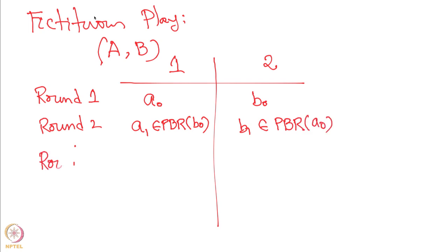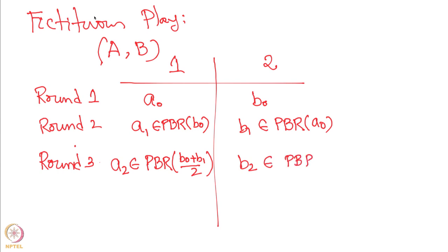In round 3, player 1 sees that player 2 has played B0 and B1 in the previous rounds. So he assumes that player 2 will play B0 and B1 with equal probability. Therefore, he will look at the pure best response to (B0 plus B1) by 2. And similarly, player 2 will play B2, which is a pure best response to (A0 plus A1) by 2, and this goes on. Whatever we are having, these are the empirical averages that the players are playing.